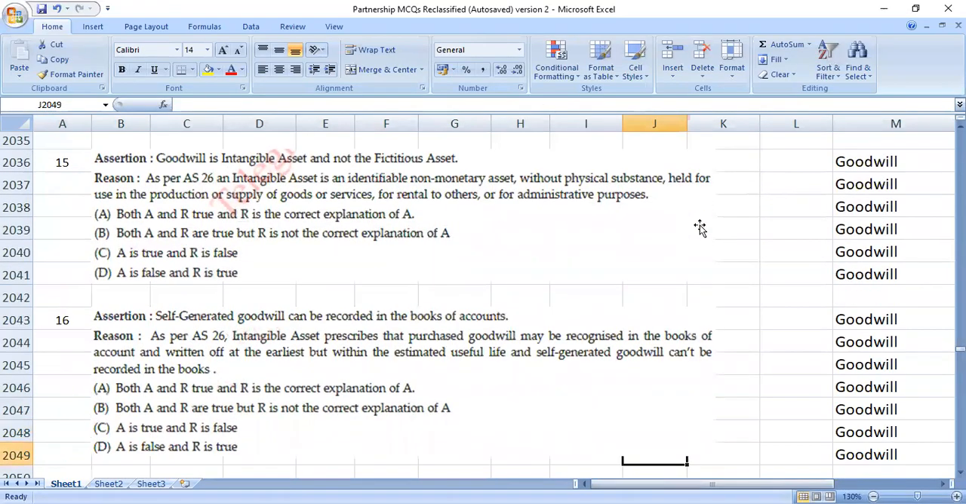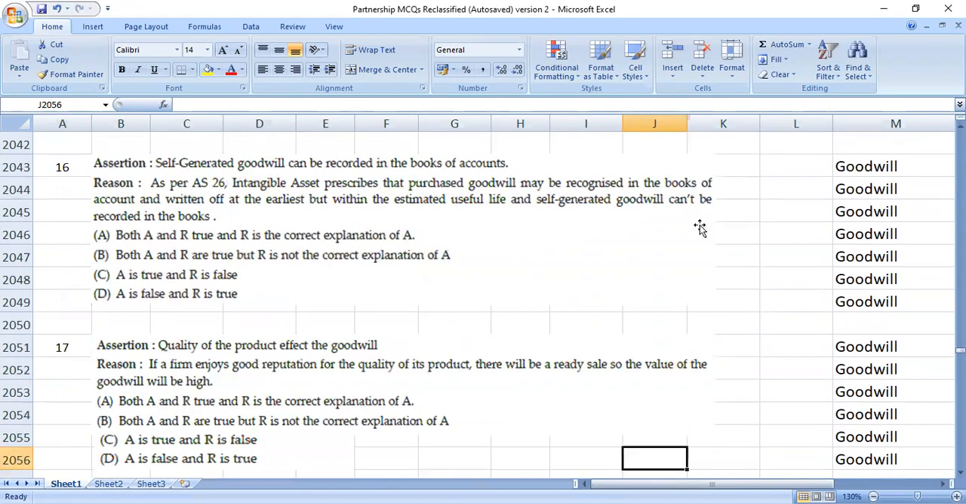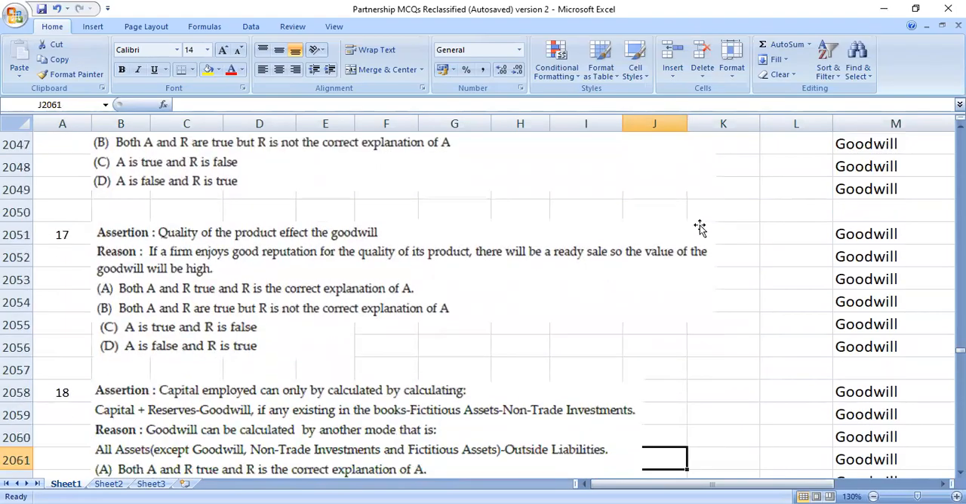Goodwill is an intangible asset, not a fictitious asset. That's true. As per AS 26, intangible identifiable. According to AS 26 definition of intangible asset அப்படியே கொடுத்திருக்காங்க. So both A and R are true and R is a correct explanation. Self-generated goodwill cannot be recorded in the books. As per AS 26, self-generated goodwill is not supposed to be recorded. So 16, A and R are true and correct explanation.